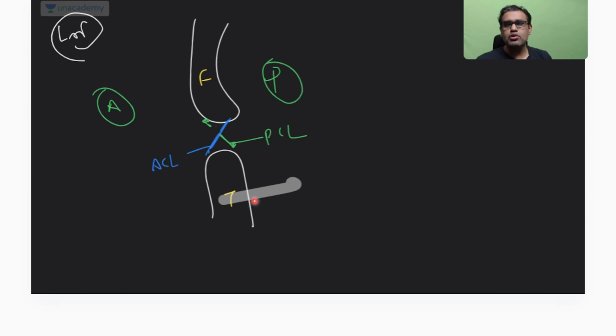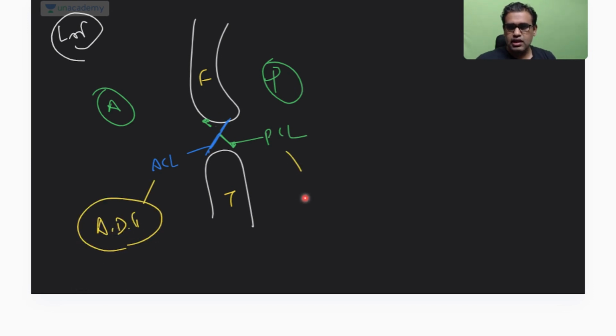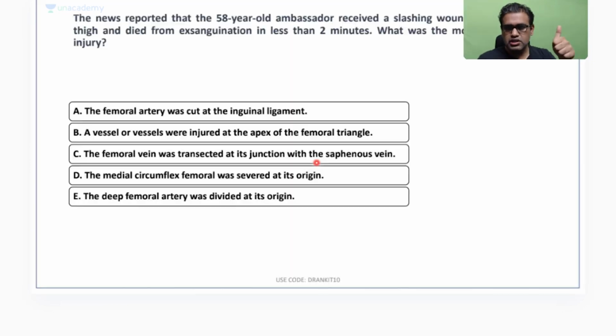The tibia goes back: posterior draw test checks the integrity of the posterior cruciate ligament. Vice versa, if you want to pull the tibia forward, towards you, you are checking the integrity of the ACL. So the anterior draw test is for the ACL, the posterior draw test is for the PCL. Clear? Next question.